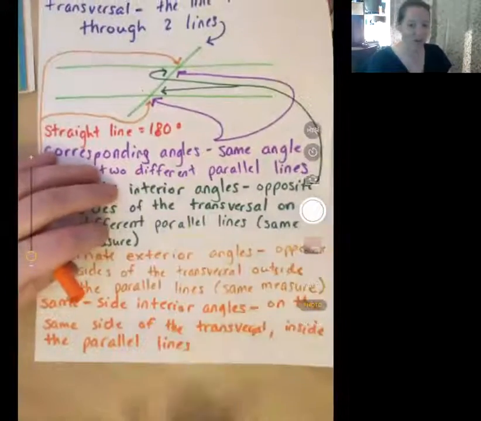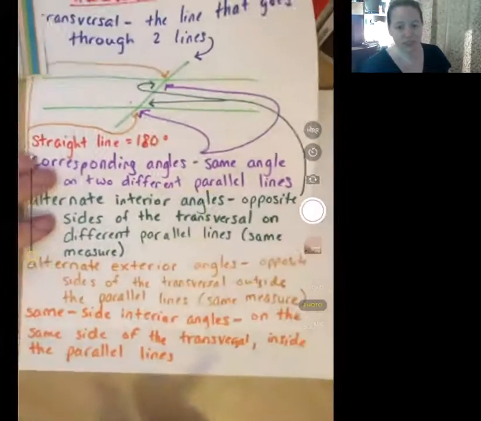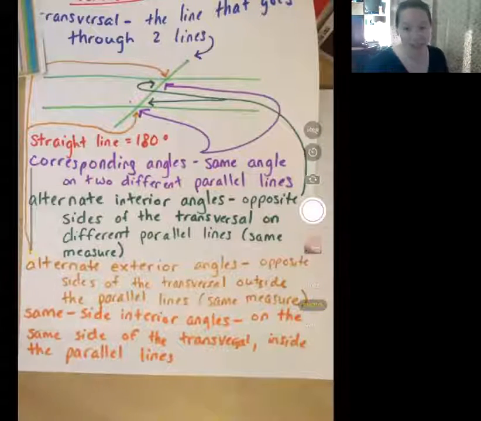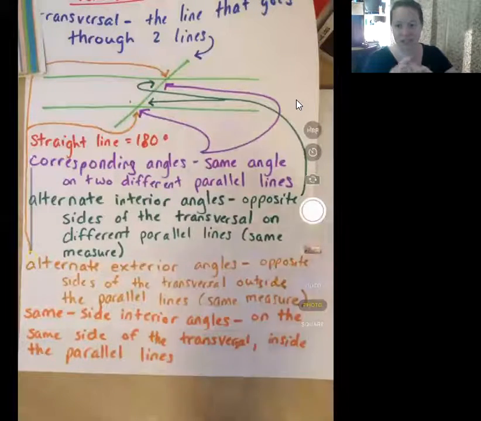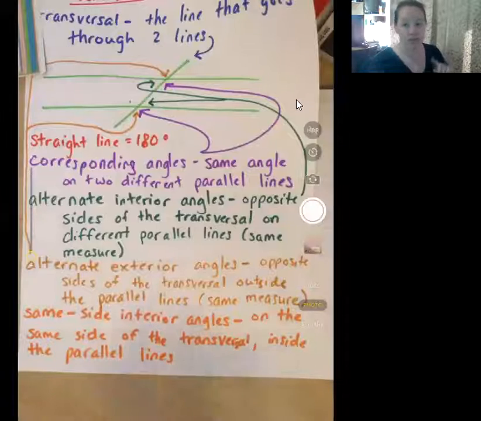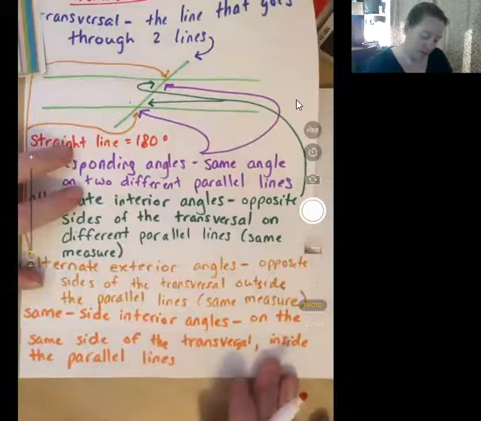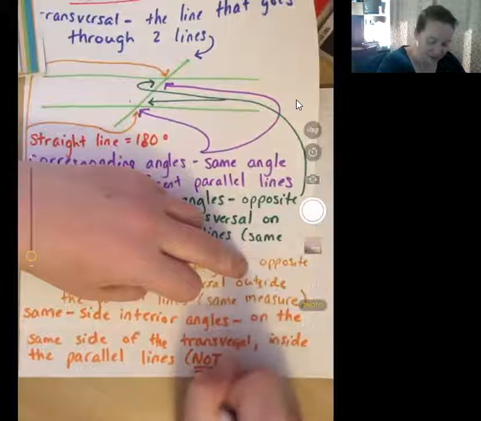Now, here's the thing. So far, everything that we have done has been, we find out, oh, wait, that's the same angle. Oh, wait, that's the same angle. Oh, wait, that's the same angle. These ones, not the same. These ones are the opposite. They're the 180. The two of them together make 180. These ones are not the same angle. So I'm going to write down not the same.